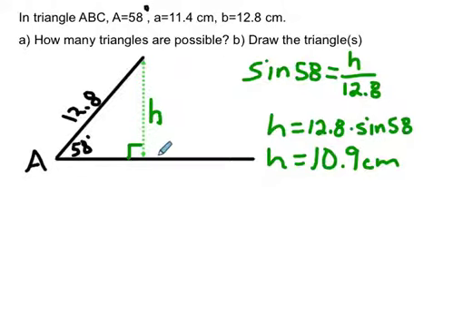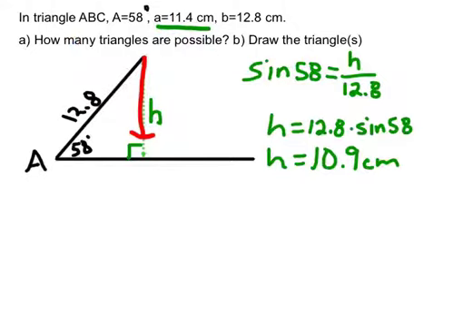Now that I know the height is 10.8, I can easily find out how many triangles there are. And the key is that my A value is 11.4. If the A value is less than the height, then this side wouldn't come down far enough to touch the line at the bottom. So there would be no triangle possible. So if your height is bigger than your A value, then there are no triangles possible.